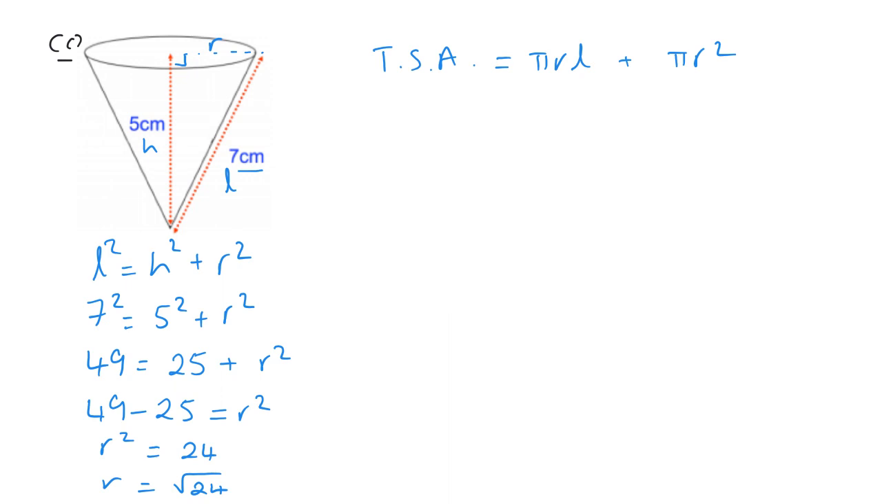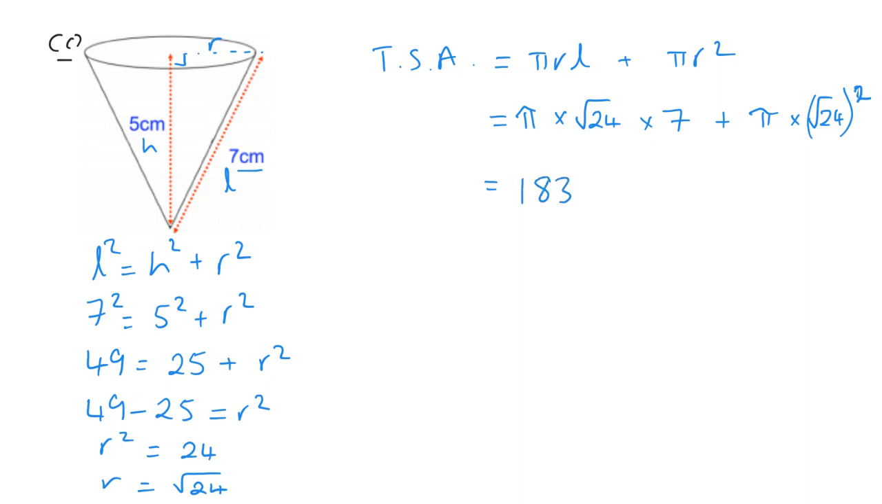So putting all that into your formula for area, it's pi times root 24 times L, which is 7, plus pi times root 24 squared. Now the square root of 24 squared is just going to give you 24. But putting all that into your calculator, we get 183.1 centimeters squared.